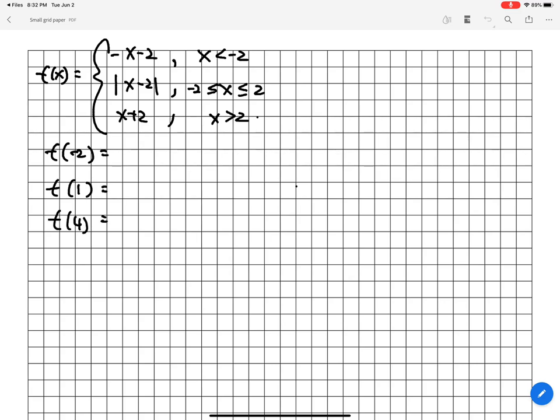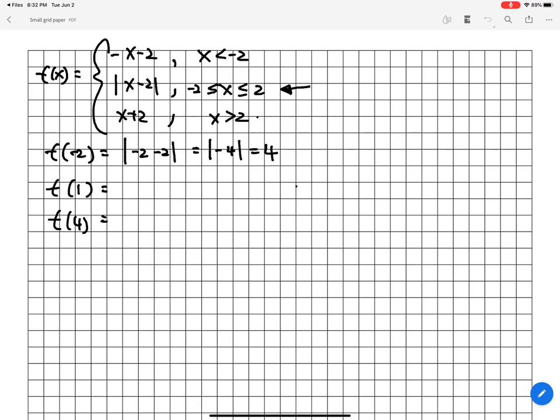First problem, f of negative 2. Let's look for the domain. Which equation will accommodate x equal negative 2? It looks like x equal negative 2 will be accommodated by the equation in the middle. Notice x is between negative 2 and 2, inclusive of negative 2 and 2. So f of negative 2 is going to be the absolute value of negative 2 minus 2, which is the absolute value of negative 4, which is 4.